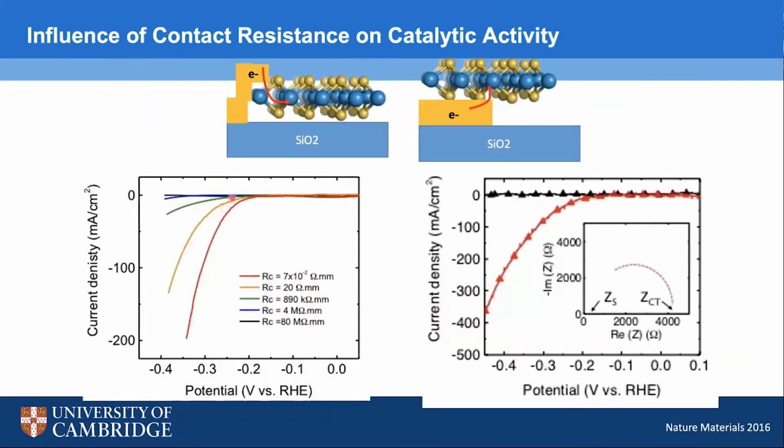And so we've made devices in which we've tuned the contact resistance. Depending on the metals that we utilize, we can tune the contact resistance between the semiconducting or the metallic MoS2 and the electrical contacts. And so then we can measure the polarization activity of the reaction as a function of the contact resistance. And it's not surprising that the device with the lowest contact resistance gives us the best electrocatalytic performance.